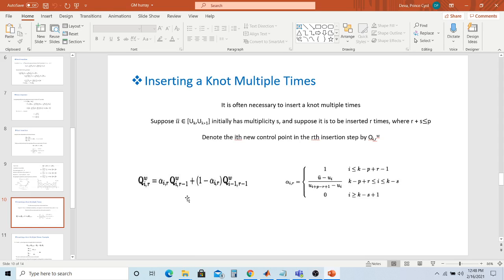Then we denote the ith new control point in the rth insertion step by q sub i comma r raised to the power of w. This equation that you can see here represents inserting a knot r times into the NURBS curve, which you can see right here.